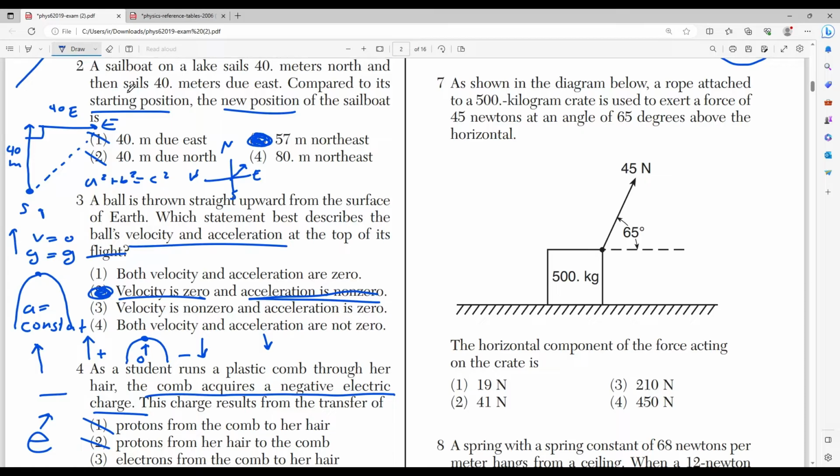Number 7 says, as shown in the diagram below, a rope attached to a 500 kilogram crate is used to exert a force of 4.5 newtons at an angle of 6.5 degrees above the horizontal. The horizontal component of the force acting on the crate is what?